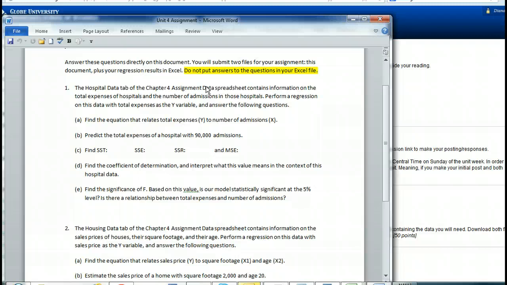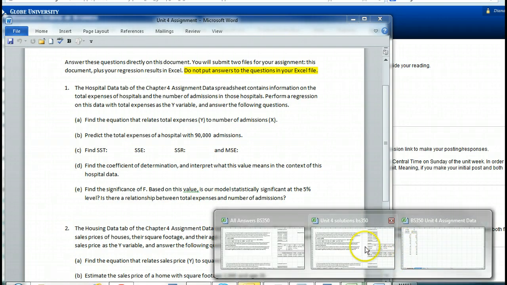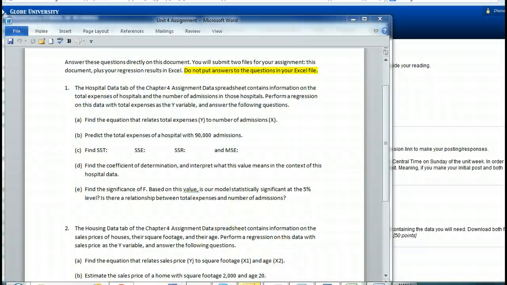Okay, so for problem one, the first thing that part A asks for is to find the equation that relates total expenses to the number of admissions. This is a simple linear regression question. Using the formula that is on page 117, answer the question of what is the equation that relates expenses to admissions. What I don't want you to do is write the actual formula with the b plus b x. That's not what I'm looking for. I want you to put the actual numbers in.